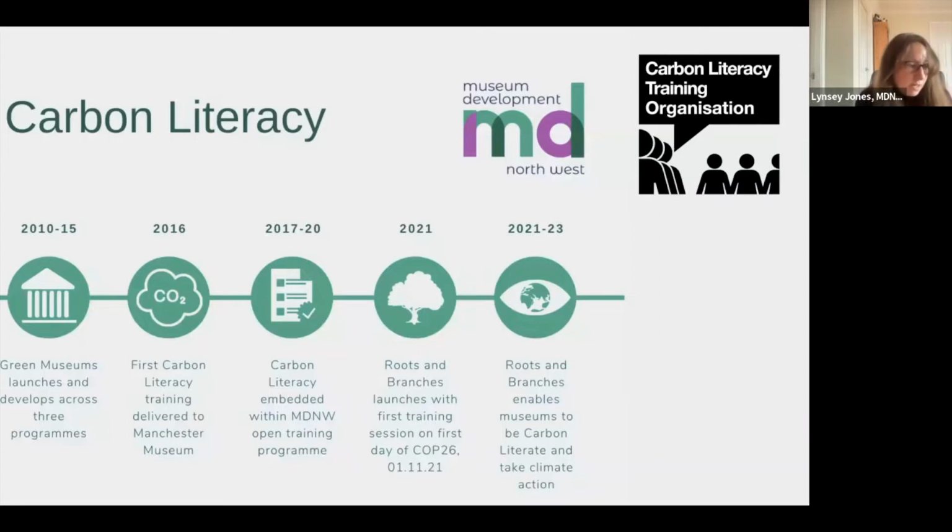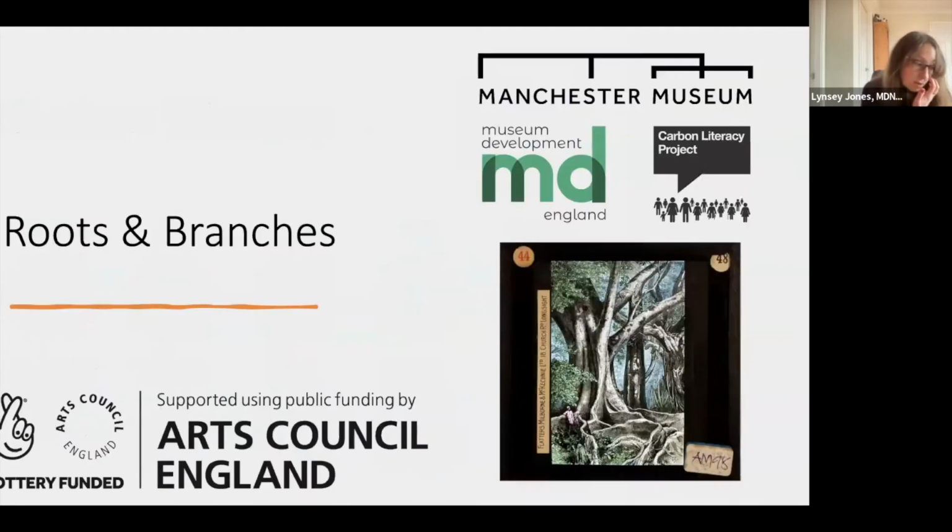The carbon literacy training became part of our core programme from 2017 to 2020, and we soon saw the demand for the training across the sector was more than we could support, whilst the urgency for action against climate change was growing. So in 2021, we worked with Manchester Museum, Carbon Literacy Project and museum development teams in England to develop Roots and Branches, a project designed to accelerate environmental action in the sector. And we are pleased to say that we were successful in receiving lottery funding from Arts Council England for the project.